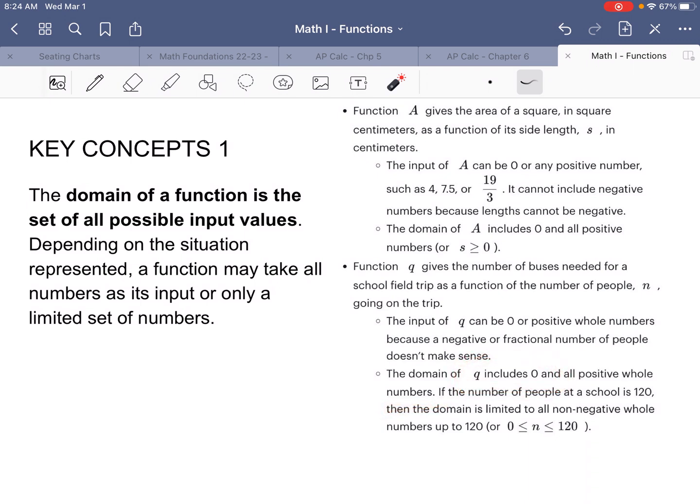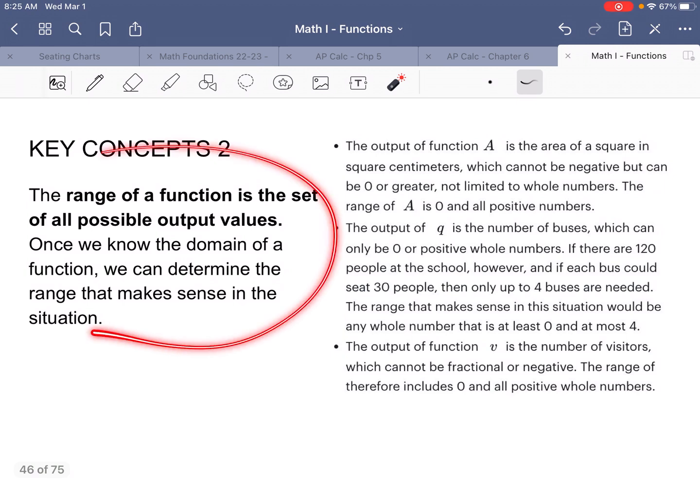Now, there's another restriction. So 0 is our lowest restriction. We have the restriction of being whole numbers, but we also have to think about the fact that if there's only 120 people at the school, then the maximum number of people going would be 120. So we could say that our domain is limited to all non-negative whole numbers up to 120, or whole numbers from 0 to 120. The range of a function is the set of all possible output values.